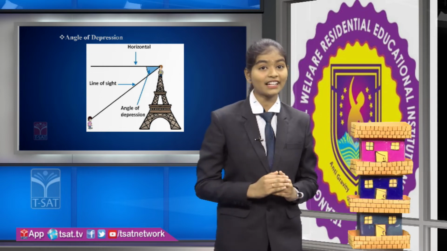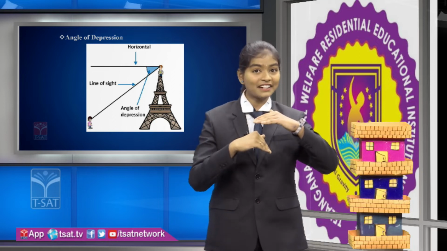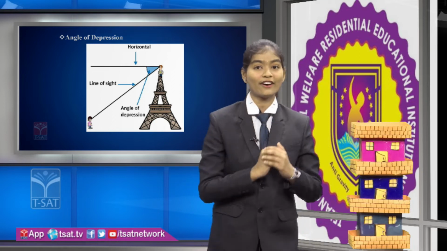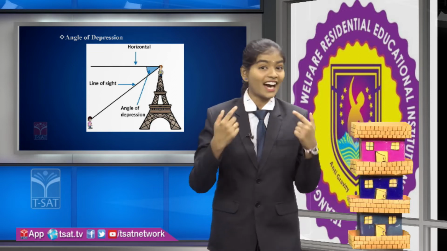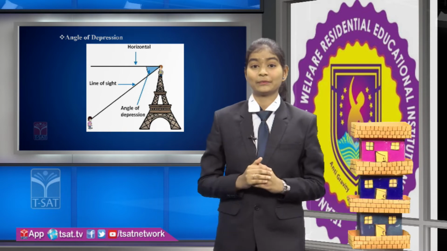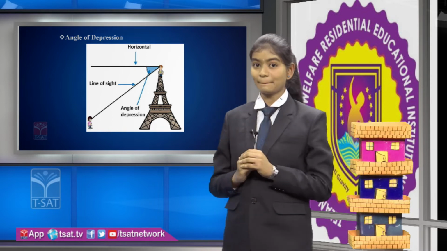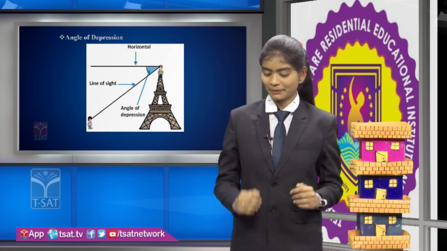And here the angle of depression is formed between the horizontal line and the line of sight which is below the horizontal line. Friends, I think you are good at the basic fundamentals of trigonometry. Now, let us do an example of how to find heights without knowing their actual measurement.